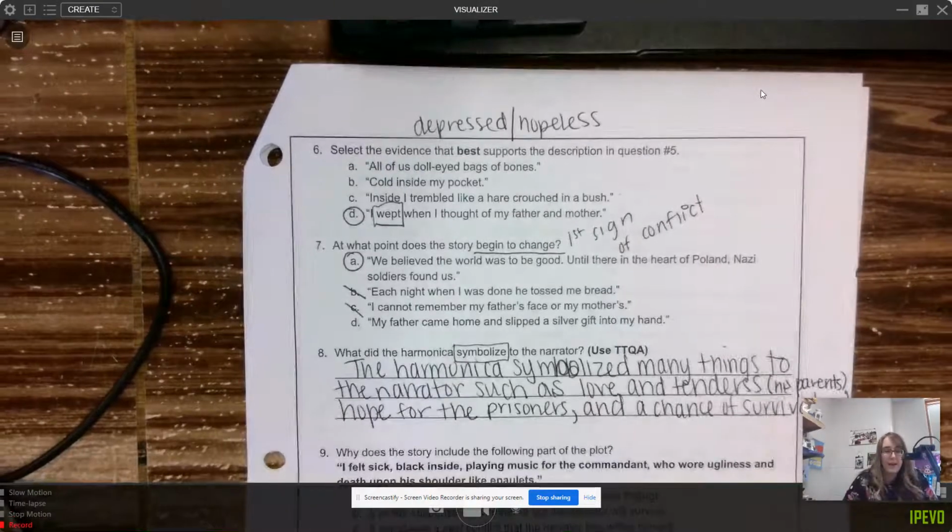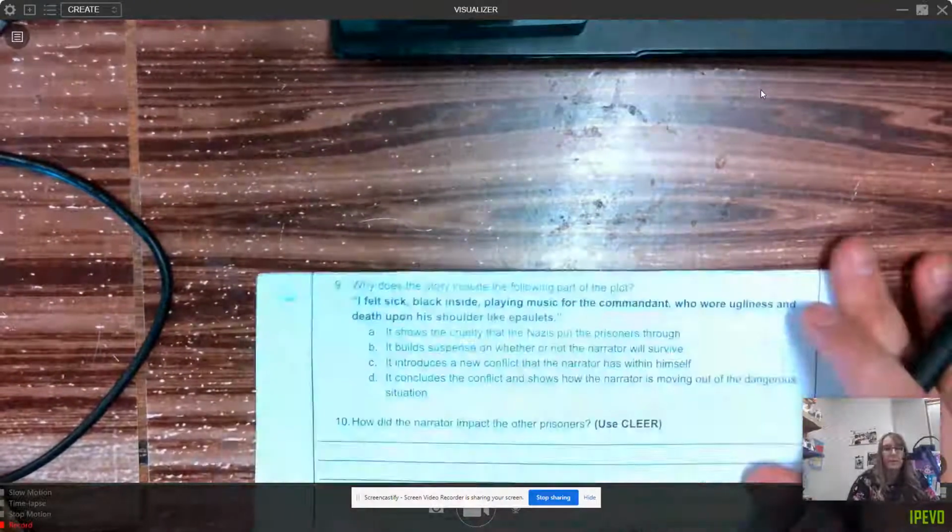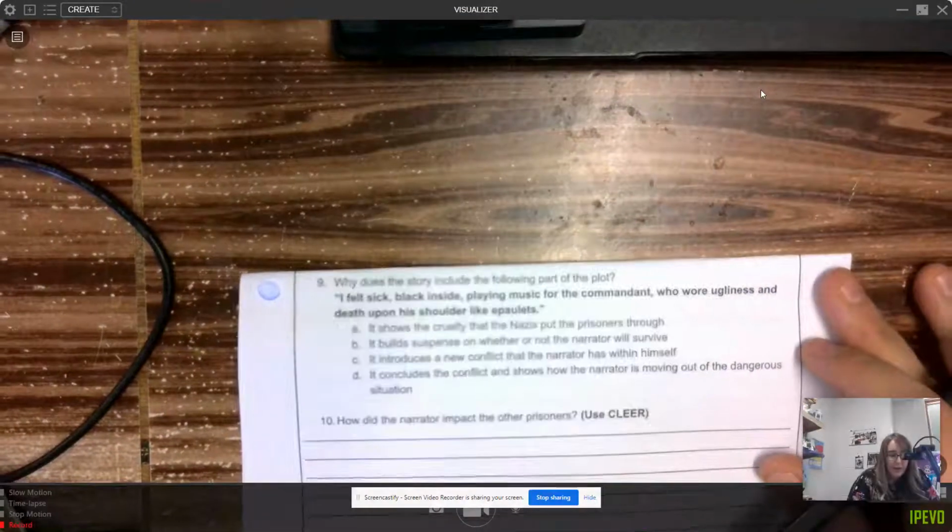All right. Number 9 says, I'm going to fold it so you can see it all. It's the only bad thing about this camera. Why does the story include the following part of the plot?